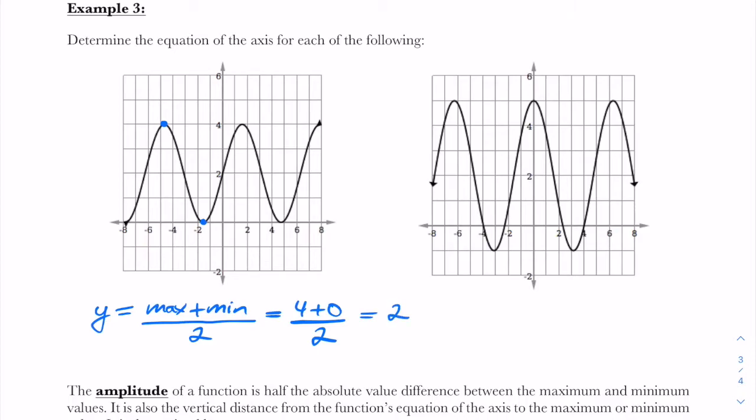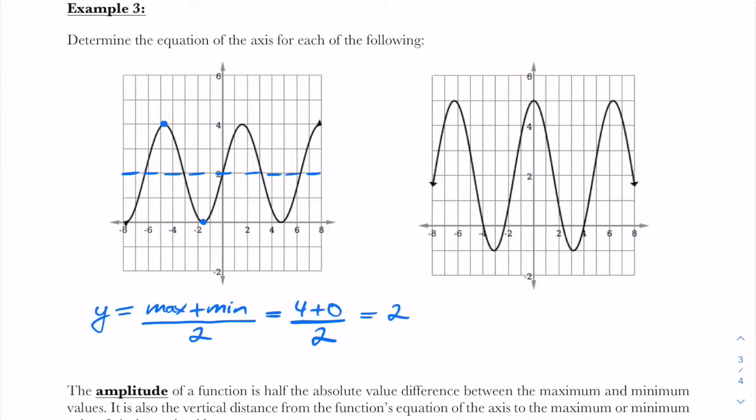And you could actually see this in the picture. Draw a horizontal line through y equals 2, and just verify that this actually is halfway between the maximum and the minimum. And I think from the graph it's pretty clear that it is.